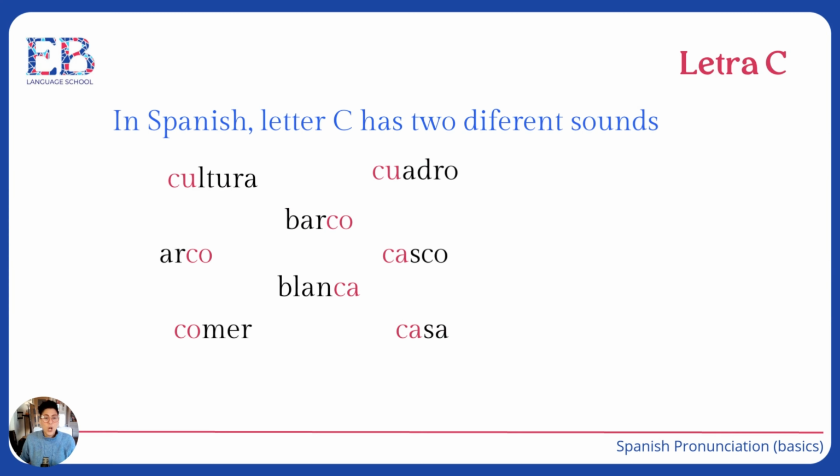For example, we say cultura, cuadro, barco, arco, casco, blanca, comer, o casa. So, which of the two sounds are we using? Th or k?